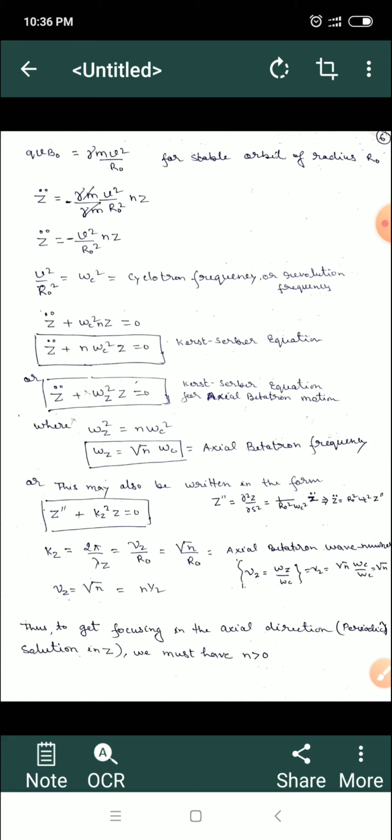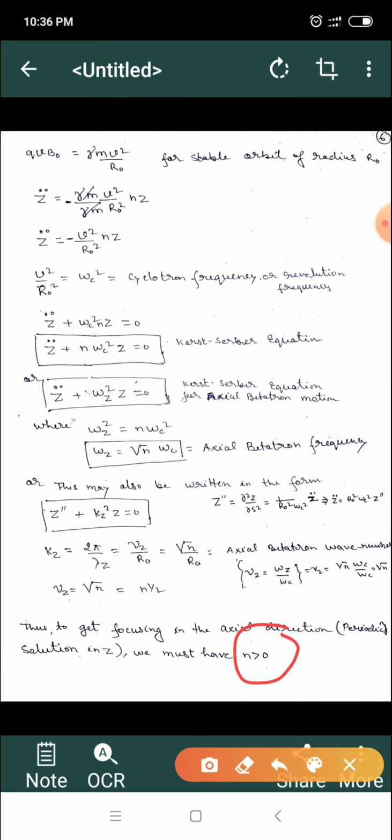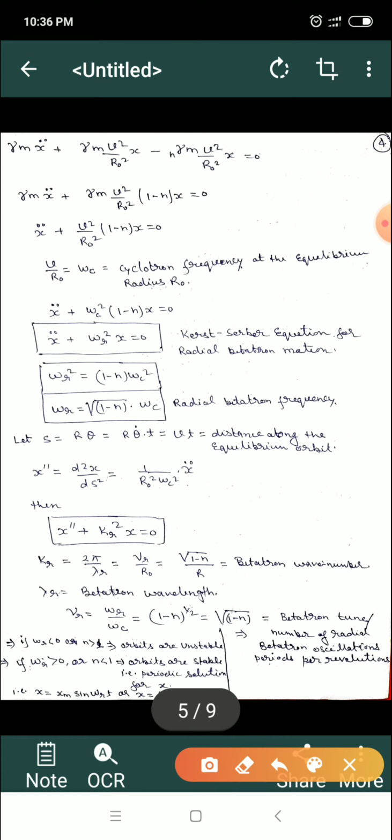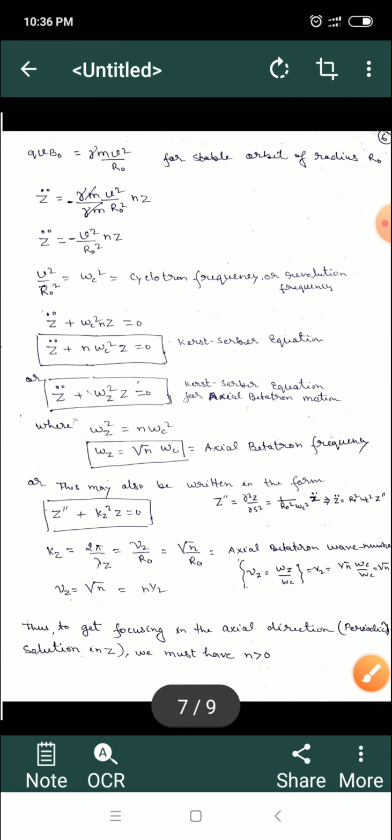Thus, to get focusing in the axial direction, that is for this Kerst-Serber equation to have a periodic solution in z, n must be positive. Remember, if n is positive, only then can we get the solution of this equation. But if you go back, in the case of radial betatron motion, n should be negative, and for the present case of axial betatron motion, n should be positive.